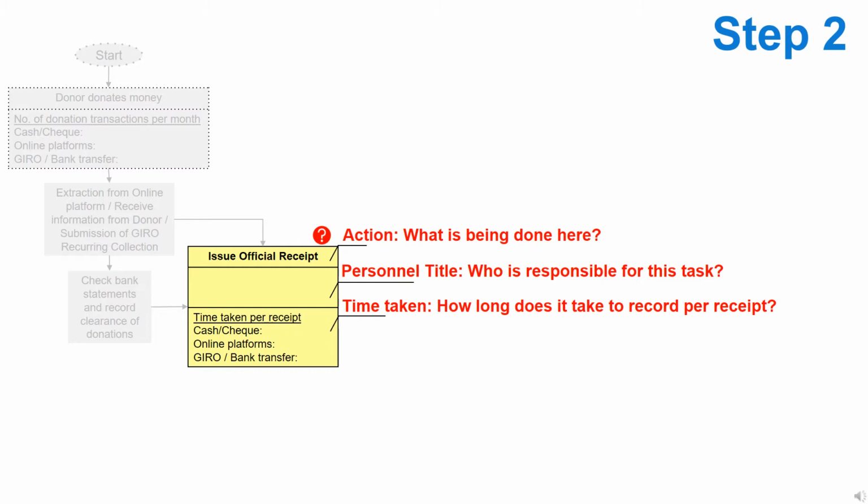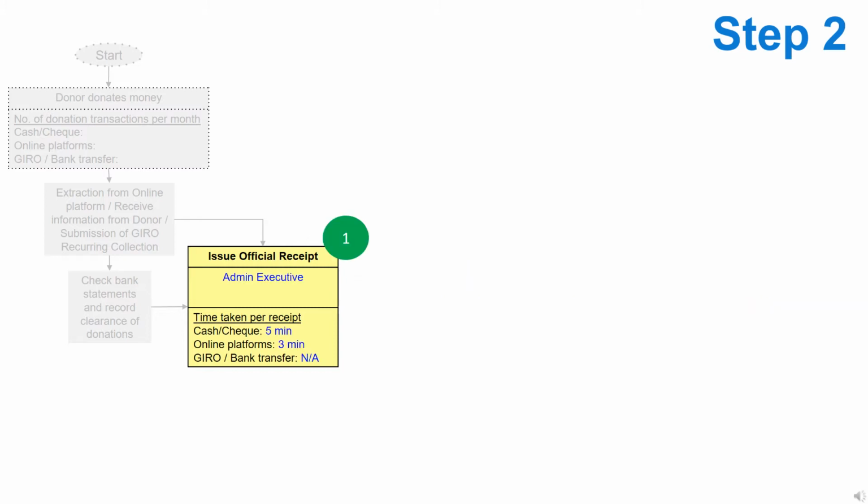Who is responsible for this task? How long does this take? Consider it on a per entry basis. As different timings would be taken for the different channels, document these down separately. Fill in the corresponding information per the above. In this example, the step is undertaken by an admin executive, and he takes around 5 minutes to handle a cash or check receipt, and about 3 minutes for online transactions.